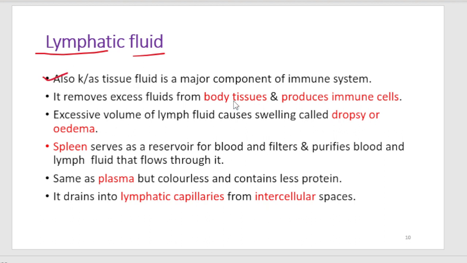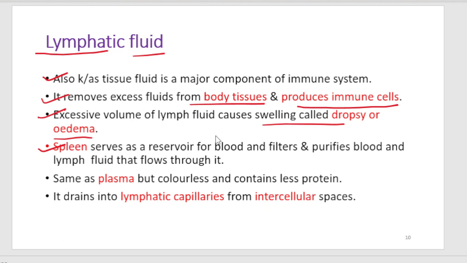This is a major component of our immune system. It removes excess fluid from our body tissues. It produces immune cells. Excessive volume of lymph fluid causes swelling, which is also called dropsy or oedema. Spleen serves as a graveyard of RBC. It also acts as a reservoir for blood. It purifies and filters blood.